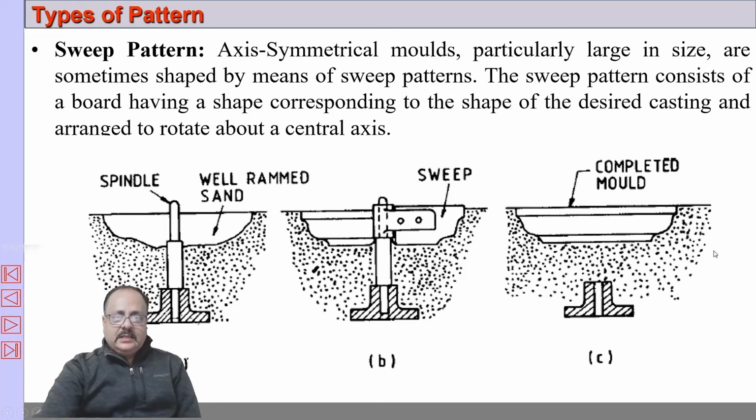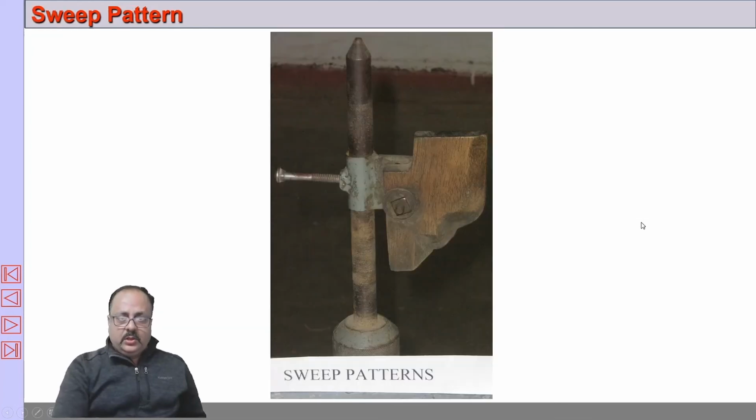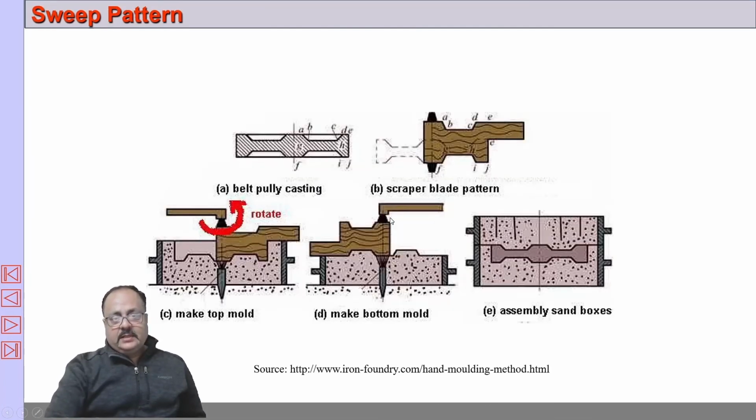So such types of patterns are called sweep pattern. You can see this board is a section of the final casting, which is a bowl shaped casting. It's a bowl like this. So it is fitted on the bottom side here. This is the axis of it, and it is rotated on the sand to create the mold. Whatever loose sand is there will be removed later from the mold. So you can see this is the sweep pattern which we have in our foundry. You rotate it like this and you can create this kind of mold, which is axisymmetric, symmetric about the axis.